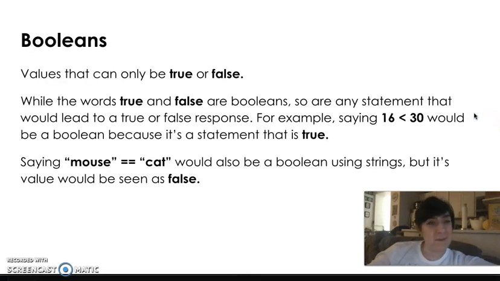Booleans are another data type. It is any value that can only be true or false, and while we've seen in our computer science that the words true and false themselves are Booleans, so are any statements that would lead to a true or false response. So, for example, if you said 16 is less than 30, that's a Boolean because it's something that can either be true or false, and in this case, that is a true statement. Similarly, you can have Booleans that involve strings, so if you said mouse is the same as cat, that would also be a Boolean, but its value would be false because those two things do not match.